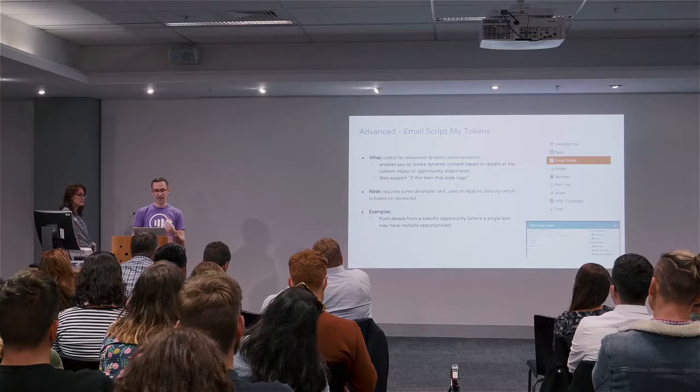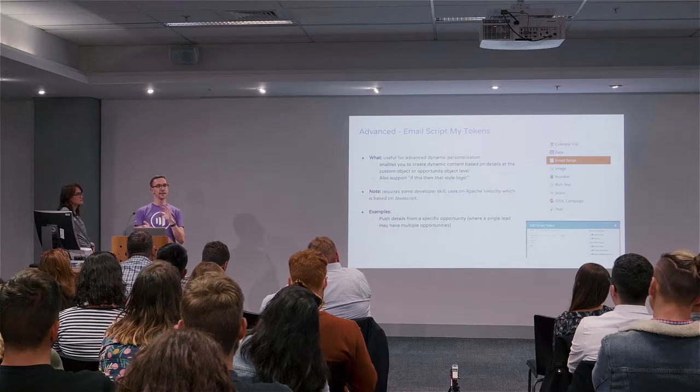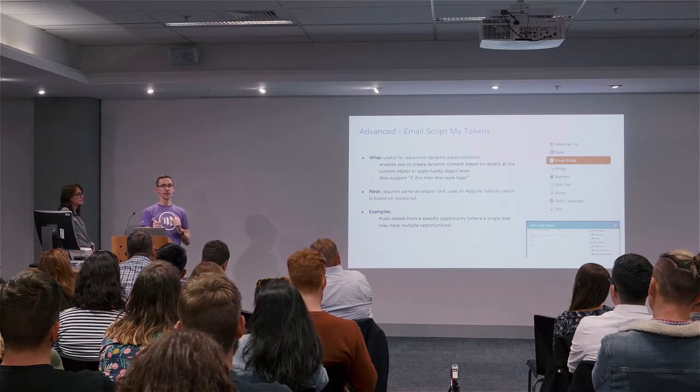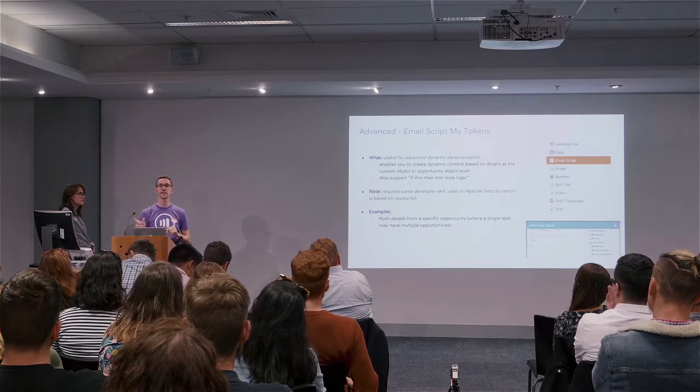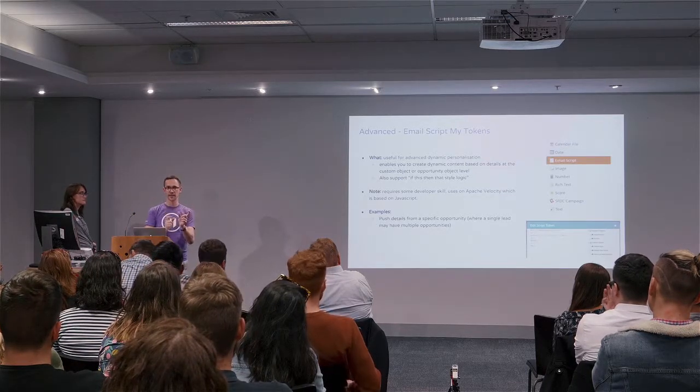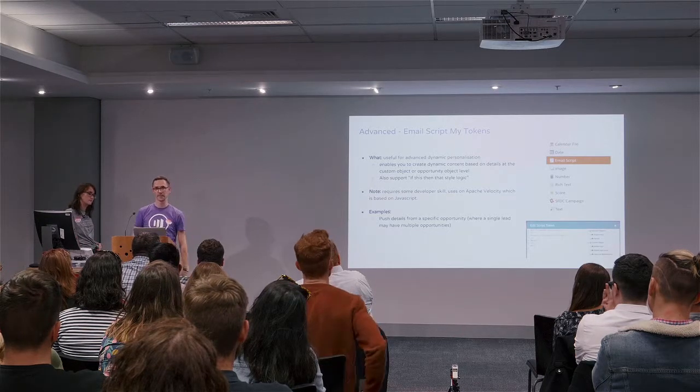Where the difficulty comes in here is that you do require either a developer or some development skills to code some of this. It uses Apache Velocity, which is based on Java. I actually have used this to translate the default time code in Marketo, which is set in one of the American time zones, into a New Zealand time, so that a date time can actually be sent out to prospective customers.